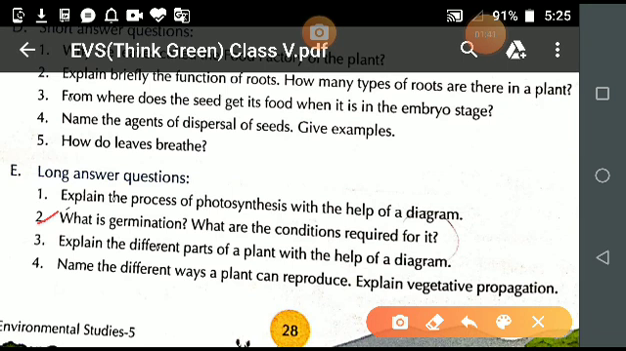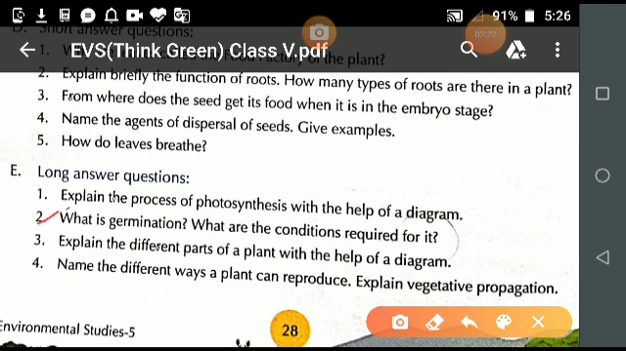So students, when I explained the structure of a seed, do you remember? At that time, with the help of the diagram, I explained how we study a seed. We study the structure of a seed in 3 parts: embryo, baby plant, cotyledons, and seed coat.